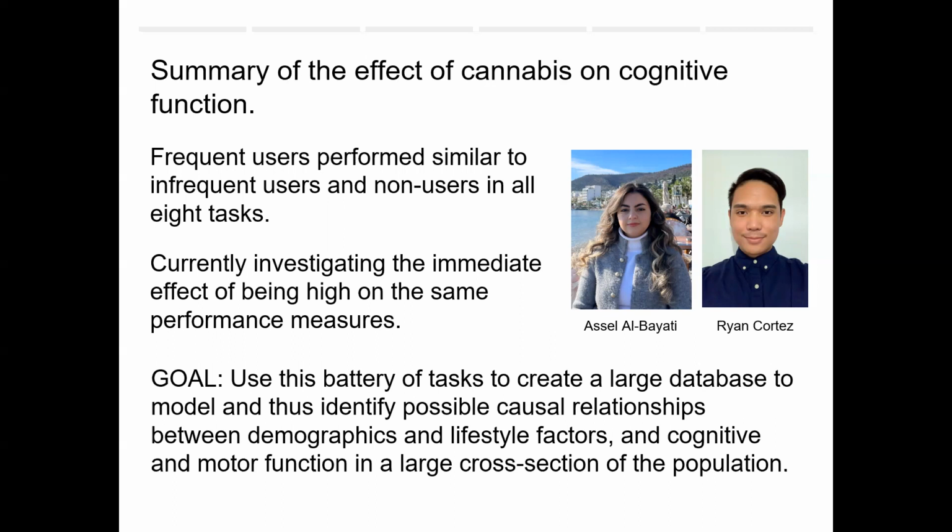Really the goal is to use this battery of tasks to create a large database to model and possibly identify causal relations between demographics and lifestyle factors, cannabis use being just one of many. It could also be multilingualism, history of concussion, history of dementia, or familial dementia, and so forth, and cognitive motor function in a large cross-section of the population. So that's our goal for the future.